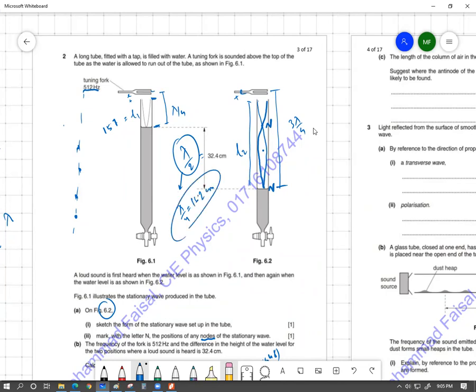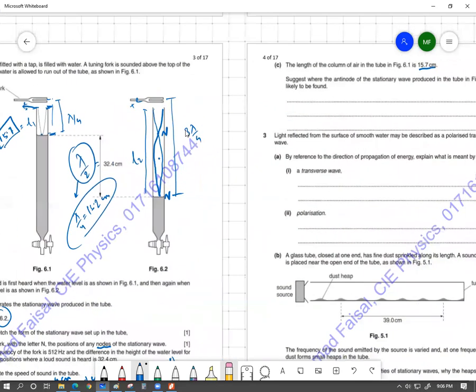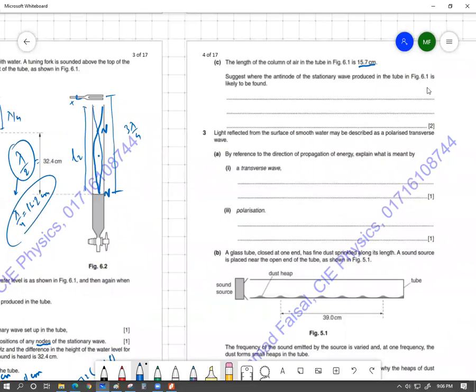You don't have to write this, but do you see it already? The reason I'm trying to get you this number is because from this point, where is that node of this resonance position, the lambda by 4 length should be from this point 16.2 centimeter above, where the length of the tube is only 15.7 centimeter. So the antinode should be above the edge of the glass tube. And the question says suggest where the antinode of the stationary wave produced in the tube in figure 6.1 is likely to be found. There is two marks in it.